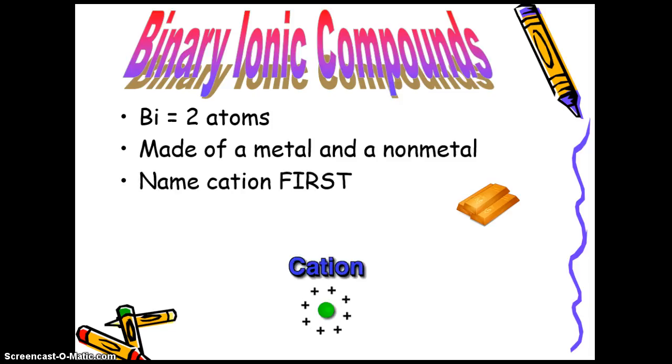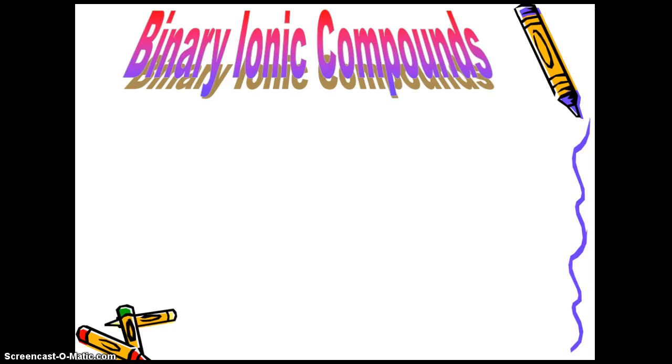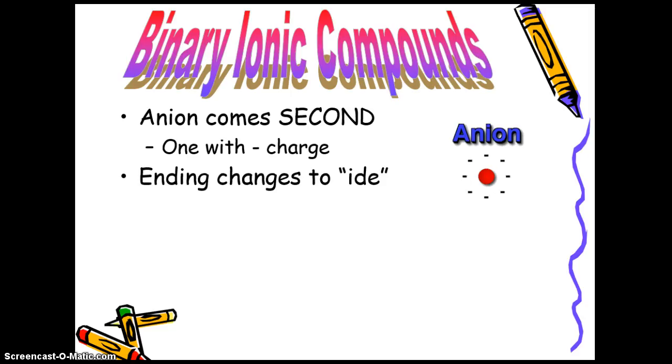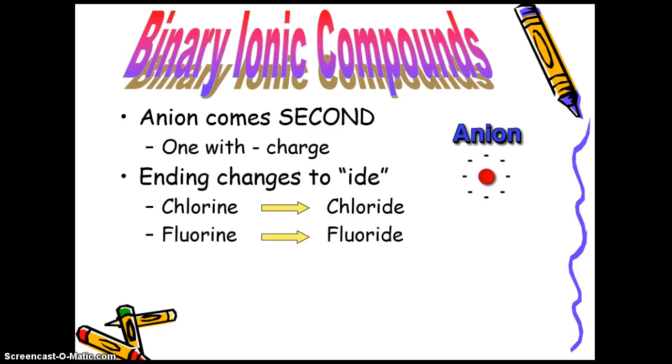We always name our cation first. That's our metal with a positive charge. And then our anion gets named second, our non-metal. All we do when we name binary ionic compounds is change the ending of the non-metal to "ide", I-D-E. So for example, chlorine becomes chloride, and fluorine becomes fluoride, and oxygen, oxide.